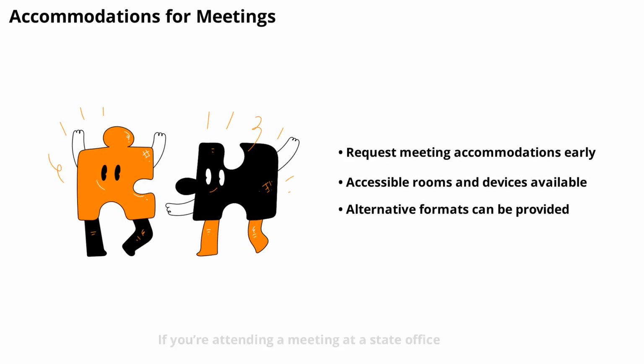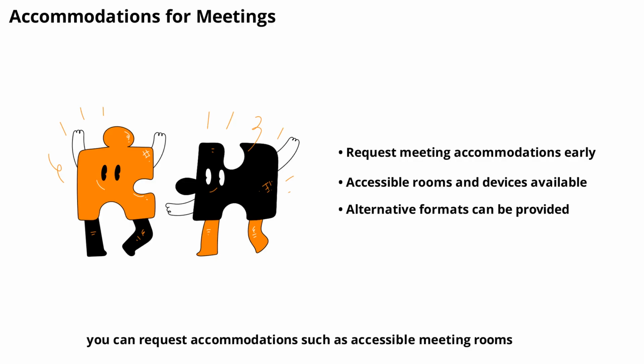If you're attending a meeting at a state office, you can request accommodations such as accessible meeting rooms, assistive listening devices, or materials in alternative formats. Make your request as early as possible to ensure the office has time to prepare.